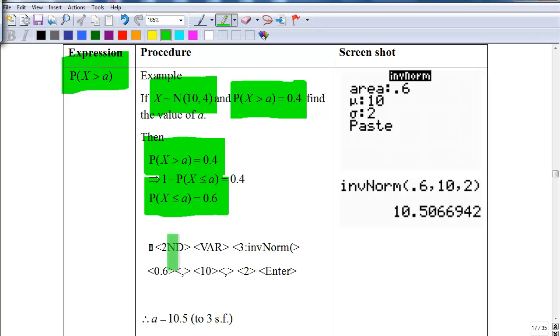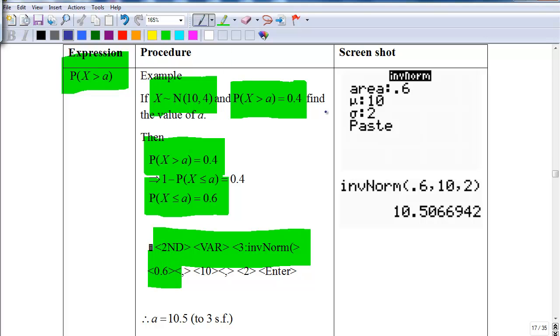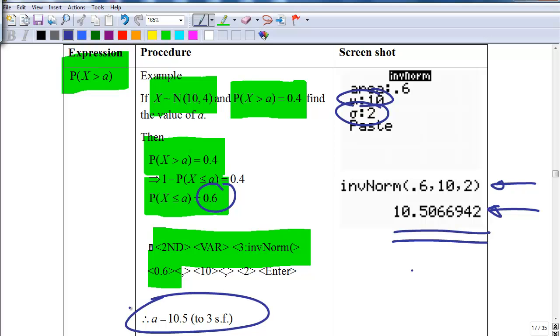So I will again pull out the inverse norm function. And then I'll key in 0.6. Why 0.6? Because 0.6 is the b value. It's the probability. Then I'll key in the mean 10, and variance is 4, which means my standard deviation is 2 again. Then I press enter twice, and I will get the value 10.5. So my a is now 10.5.